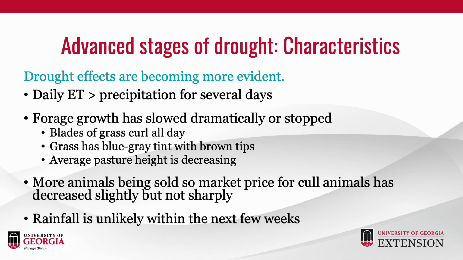More animals are being sold to market, and so the market price that you could expect for your culled animals has decreased slightly, but likely not sharply yet. Again, once we hit an advanced stage of drought and we are starting to look at the tactics that need to be in place, rainfall would be unlikely and expected within the next few weeks.